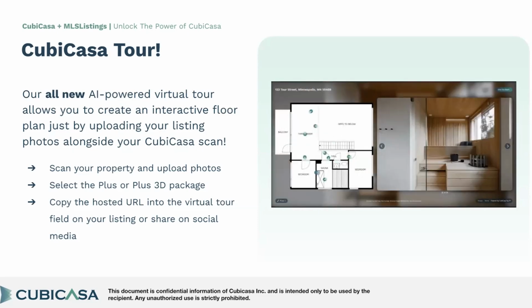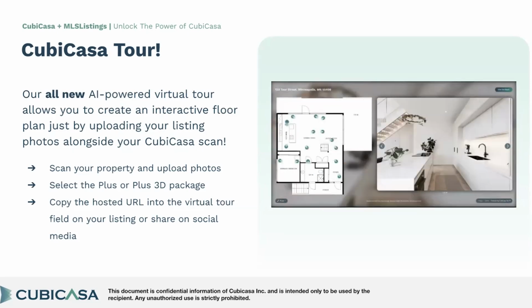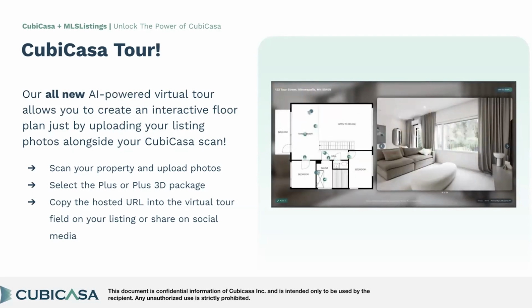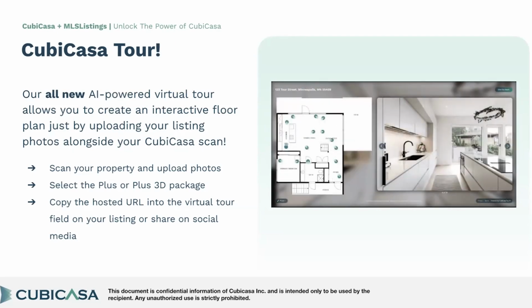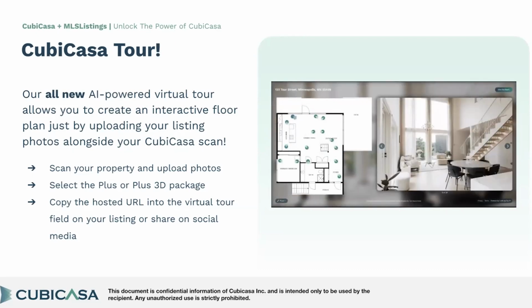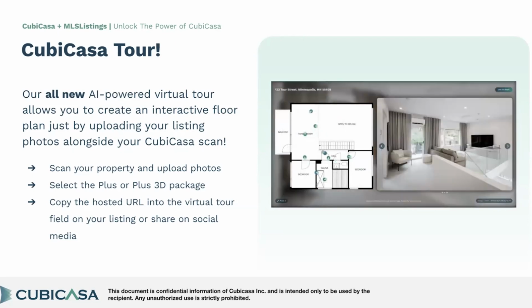All you need to do is scan the property like normal, just like you're creating that regular floor plan, and then submit your listing photos with your Plus or Plus 3D floor plan order. We will then automatically generate the tour experience for you and provide a hosted URL that you can then copy and paste into the virtual tour field of the listing or to share and blast out through social media.